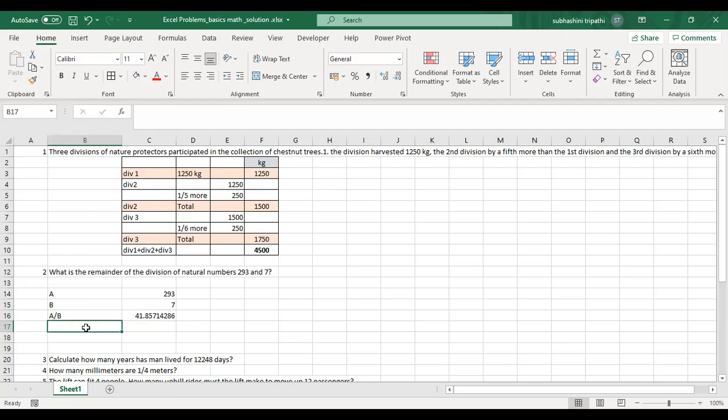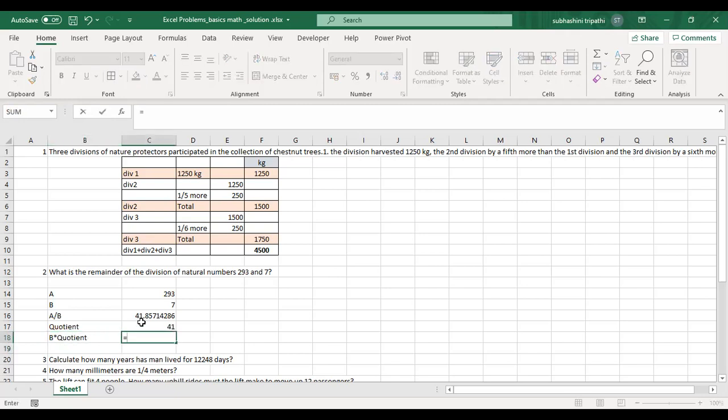So the quotient is 41. Now the question becomes, if the quotient is 41, what is the remainder? What does the quotient mean? It means what we are multiplying the divisor with. So B into the quotient is the amount which is already covered, which is equal to quotient into B. So out of 293, 41 times 7 gives you 287, right?